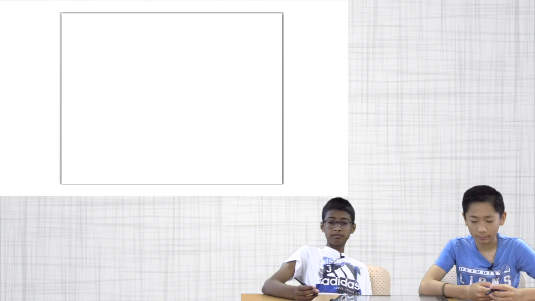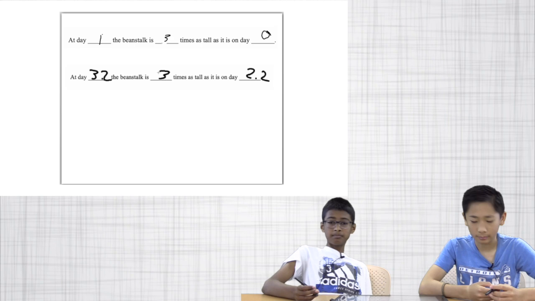In this episode, the students described a few of the relationships between the height of the beanstalk and the number of days that had passed. They said that the height tripled from day 0 to day 1, and from day 2.2 to day 3.2, because the height triples over any 1-day period of time.